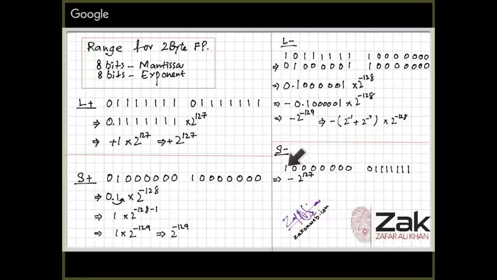This is negative 1 anyway, isn't it? Negative 1 multiplied by 2 to power 127, that has become what? Minus 2 to power 127. This is negative 1, Hassan. This is negative 1. Minus 1 multiplied by 2 to power 127. This has become what? Minus 2 to power 127. Alright? This is explained in the book as well.